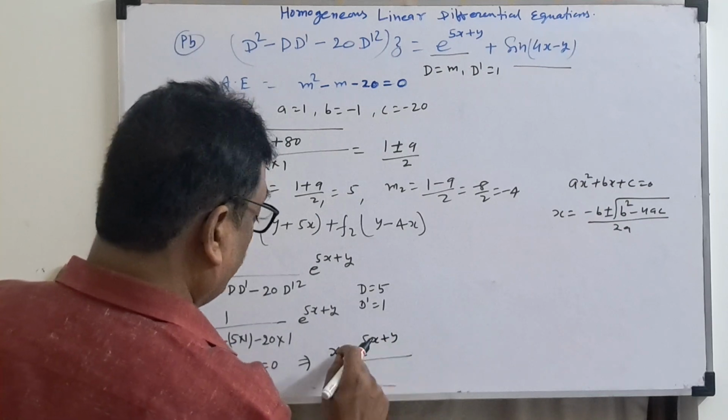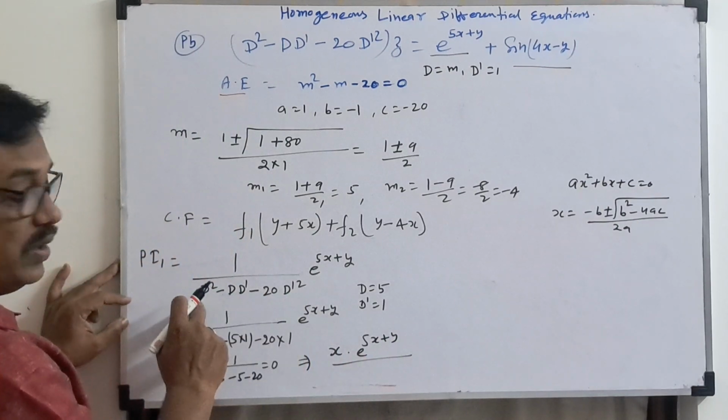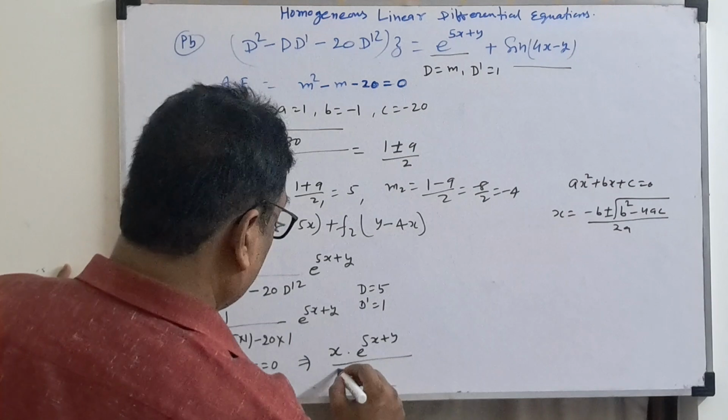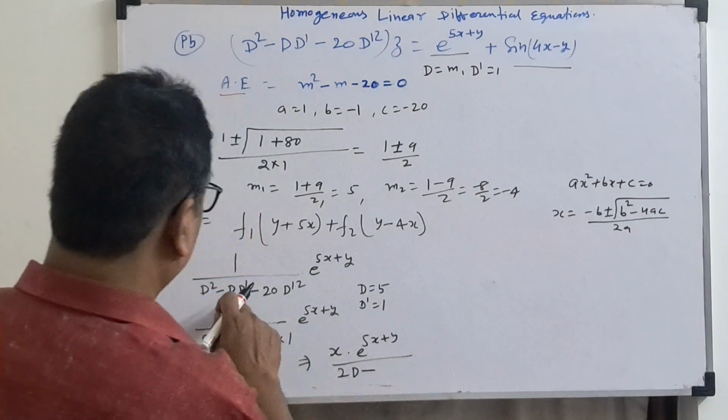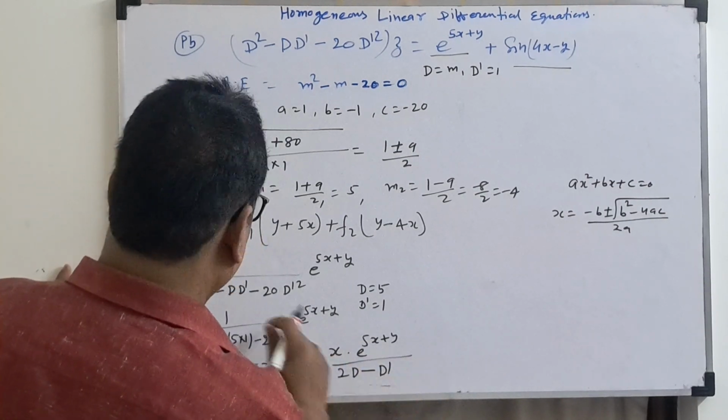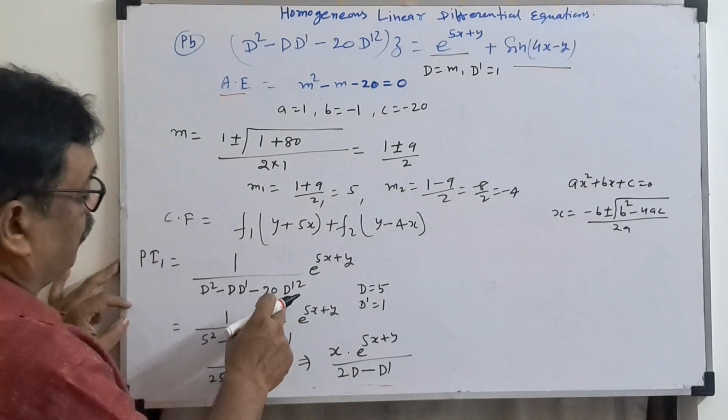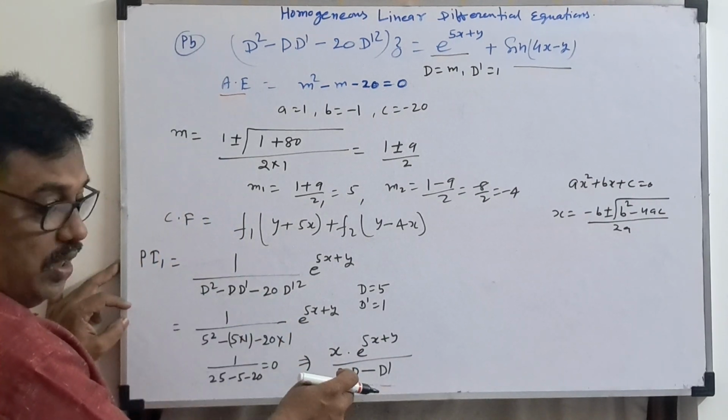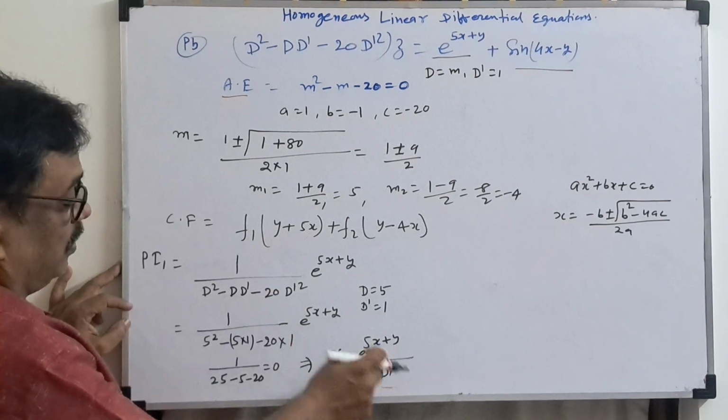Multiply x to the numerator. Differentiate this denominator with respect to d. So with respect to d, this will come 2d. Minus, with respect to d, it will come d dash. This term will get 0 because there is no d term, because we are differentiating with respect to d. So no d here, so this will get d dash.